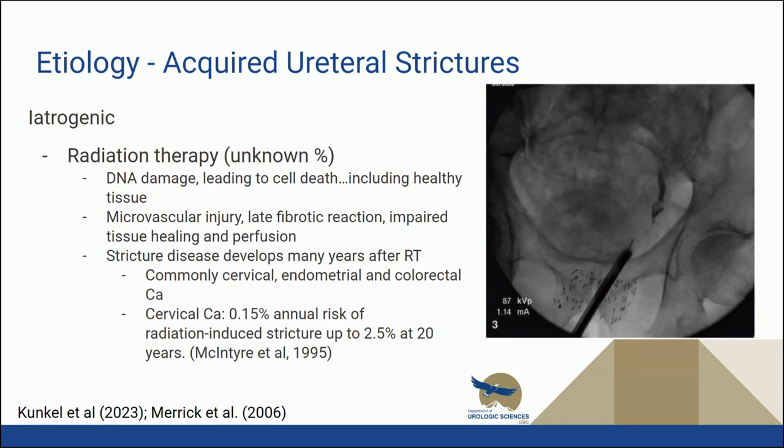Furthermore, there's also radiation therapy. The data isn't quite clear on the percentage that it contributes to iatrogenic ureteral strictures, mostly due to the long-standing lead-up time for clinical presentation of stricture disease following radiation. Radiation itself induces DNA damage, leading to cell death, including in healthy tissue. Microvascular injury, late fibrotic reaction, and impaired tissue healing and perfusion are hallmarks of radiation therapy. So, like I said, many years after radiation is when you start to see stricture disease forming. It's quite common in cervical, endometrial, and colorectal cancer, cervical cancer being implicated with a 0.15% annual risk of radiation strictures, up to about 2.5% at 20 years.